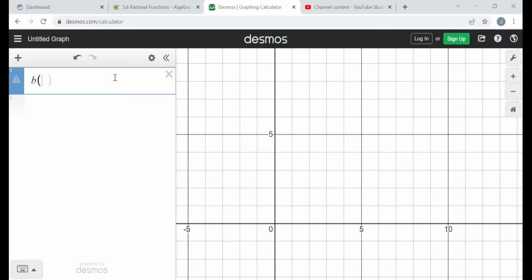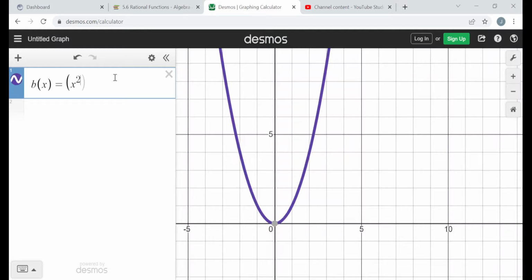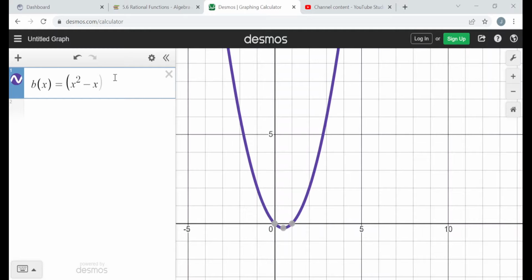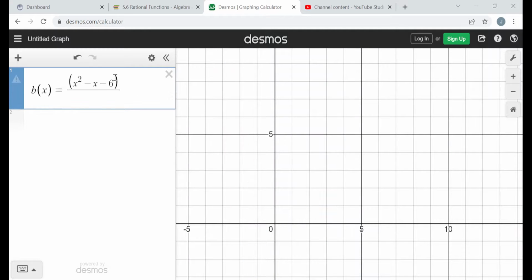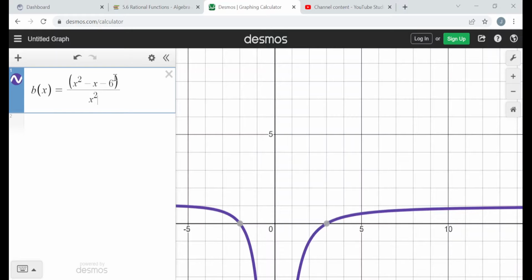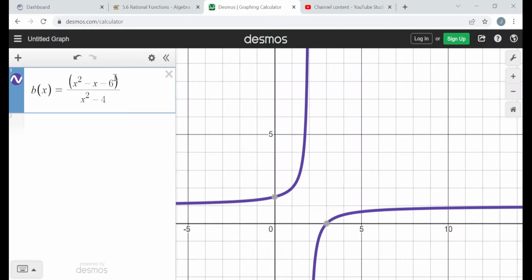So we were given b of x equals, numerator had x squared minus x minus 6, denominator has x squared minus 4. And yeah, that looks exactly like I drew, right? There's (0, 1.5), there's (3, 0). And it's going to have a hole at negative 2, 5/4.